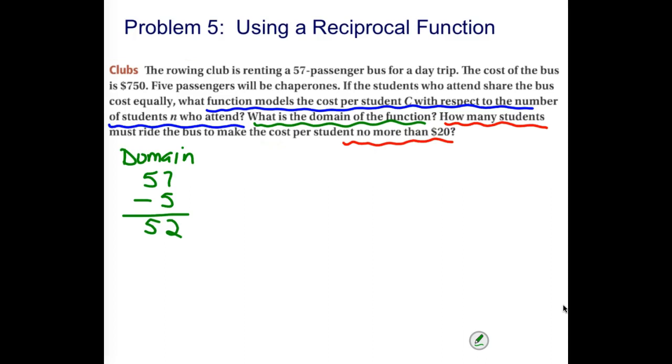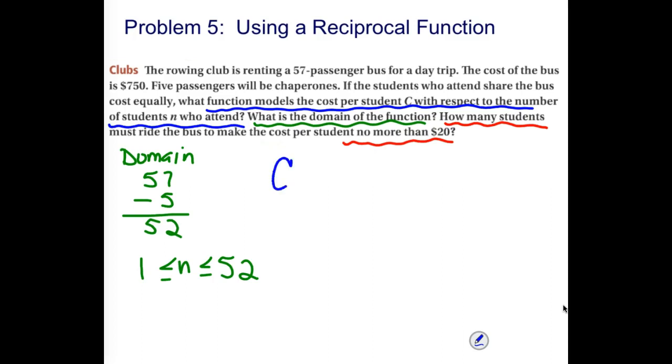Does that make sense? So my domain, I would say my N values have to be somewhere between 1 and 52 in terms of the number of students going. How much did the bus cost? $750. If 1 student goes on the bus, how much is that student paying? $750. Better be a really nice trip. If 10 students go, how much does each student have to pay? $75. So as the number of students that ride the bus increases, what happens to your cost? It's going down. The cost per student decreases.